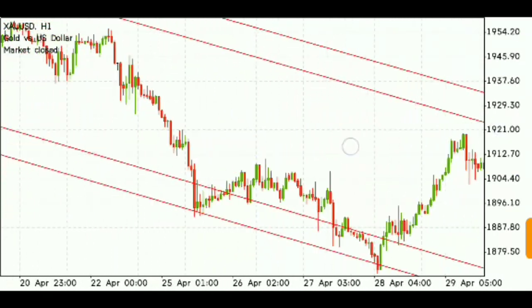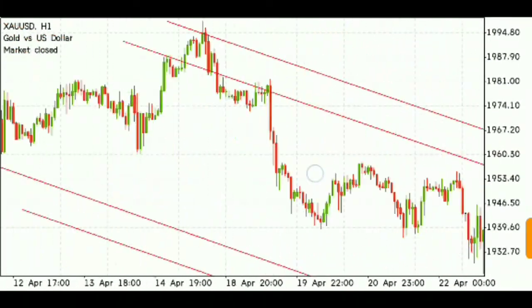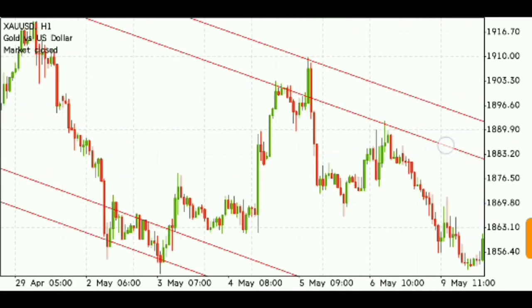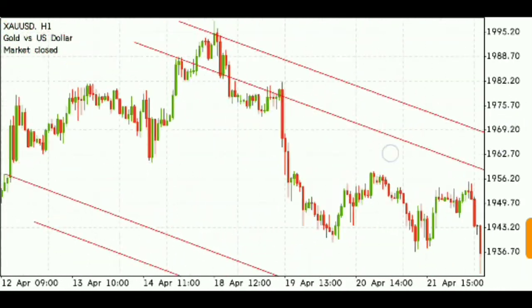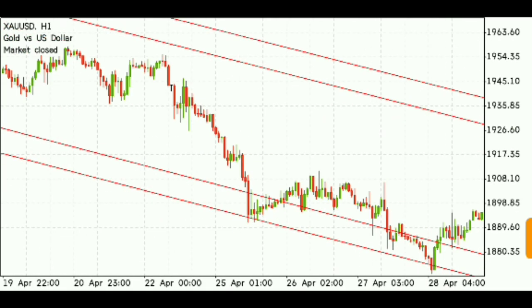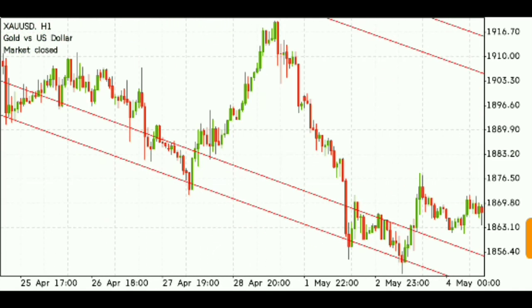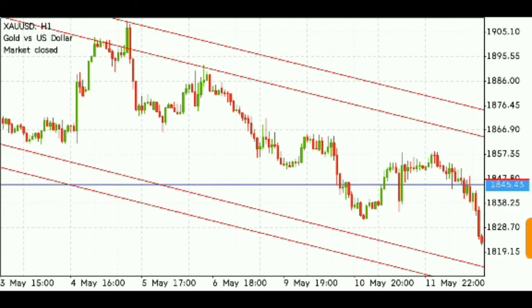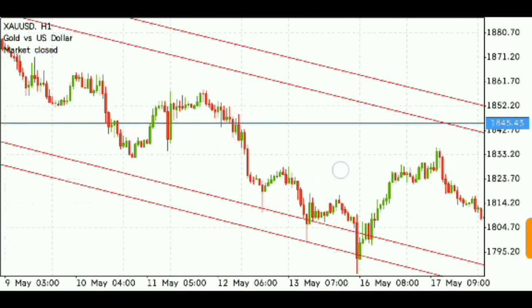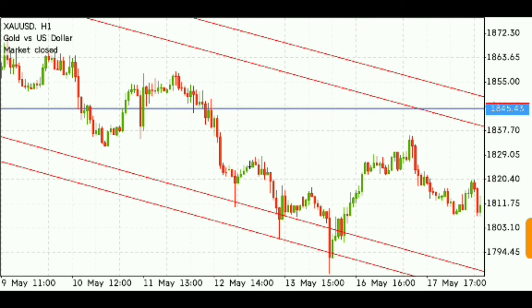This is your 1-hour time frame. This is how it looks on your 1-hour time frame. You see, each time the market hits the resistance, it goes down. Each time it hits the support, it goes up. You understand? So that's basically it. On the next one, I'm going to teach you how to use your tools.